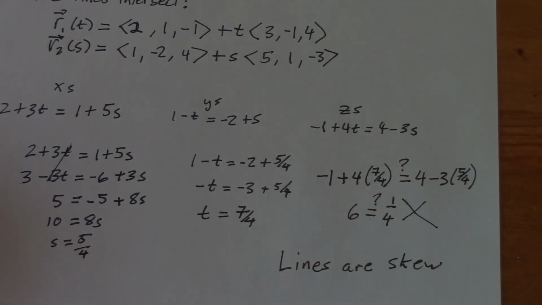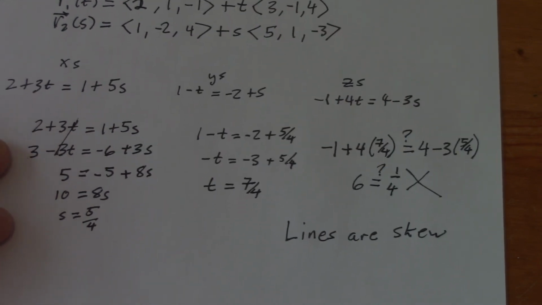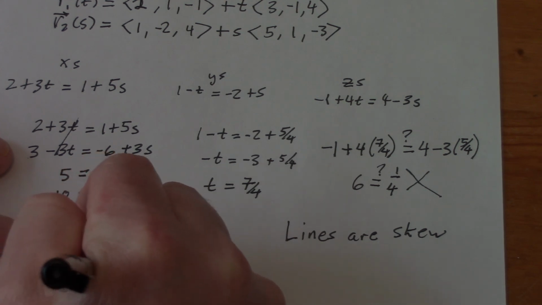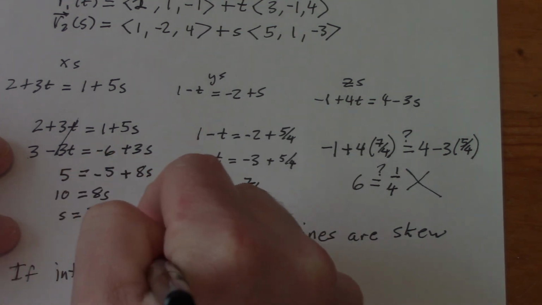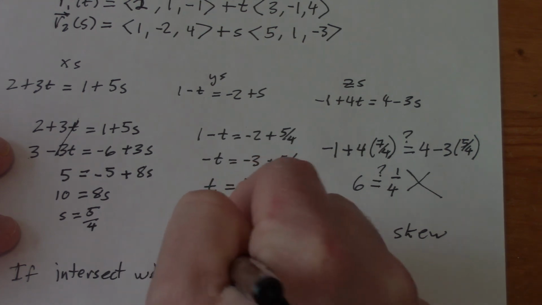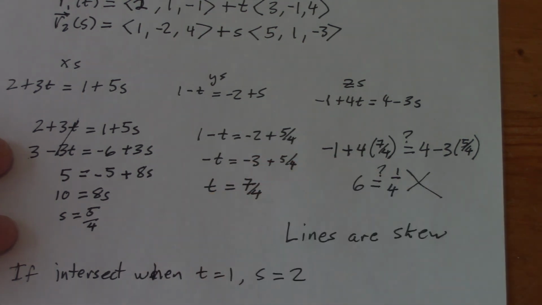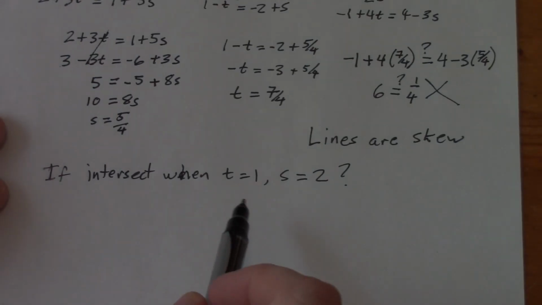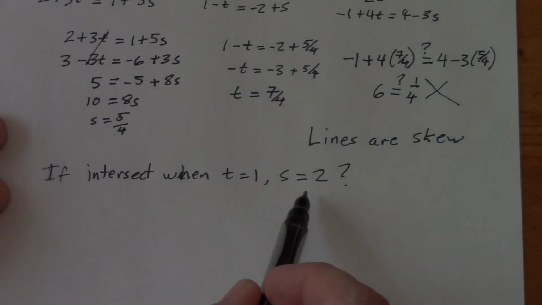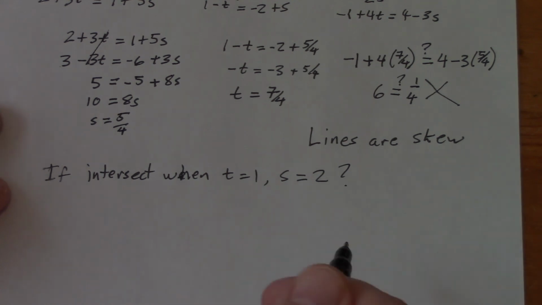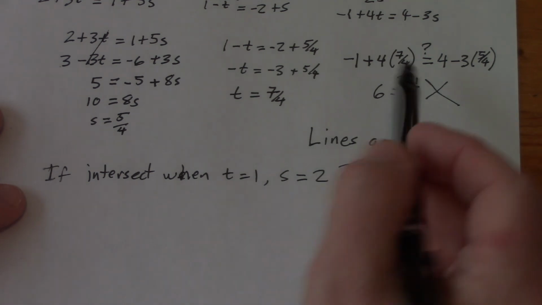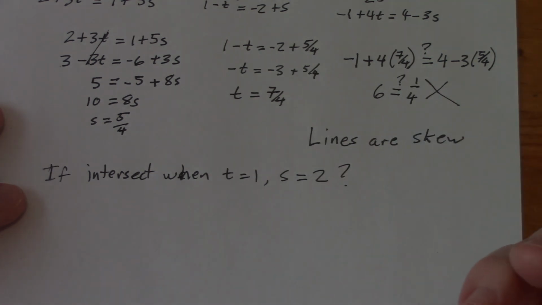Okay, so let me talk about one other thing. If they had intersected, so let's just make up some nice values. If they intersect when t equals 1 and s equals 2. So the point (1, 2), that's not actually a point in 3-space, so that's not the intersection point. But if they intersected when t equals 1 and s equals 2, so if you got to this point and you got a true statement, you know they intersect.